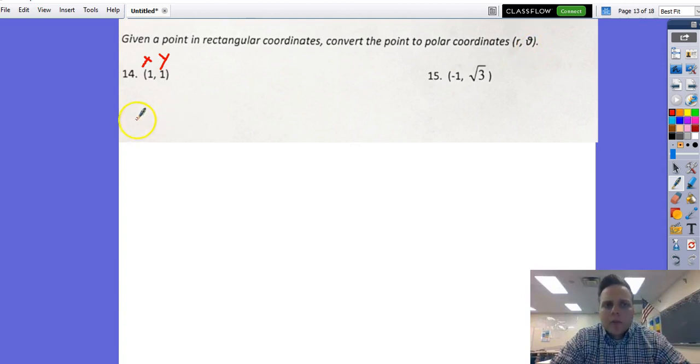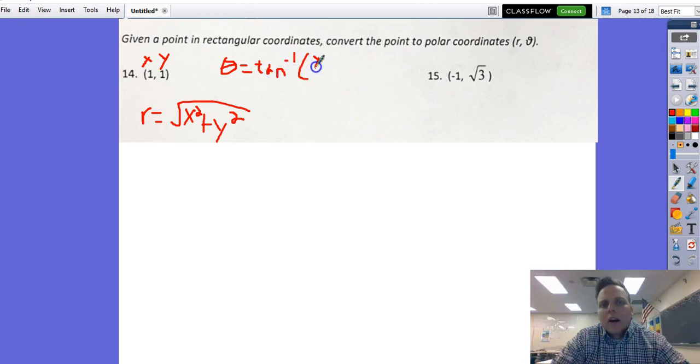You should remember that r is simply equal to the square root of x squared plus y squared. So r should be pretty easy to find. And then theta is equal to the tangent inverse of y over x. Actually, let me back that up. Let's think about it as tangent theta is equal to y over x, because we might be able to just look at our trig chart rather than having to use some weird tangent inverse.